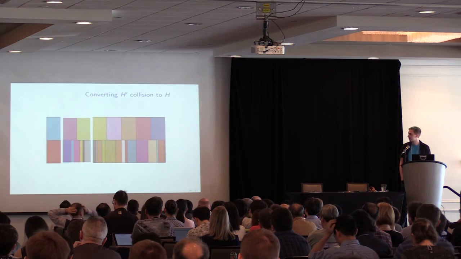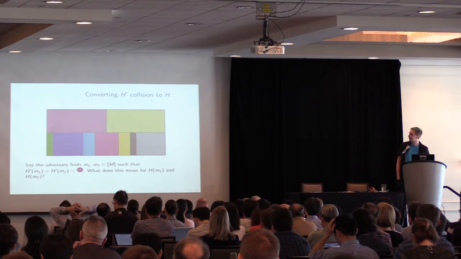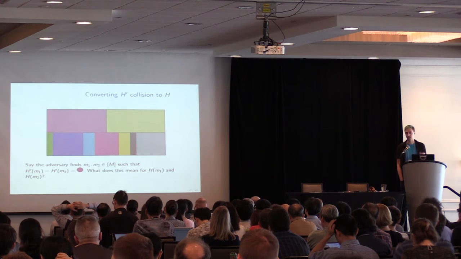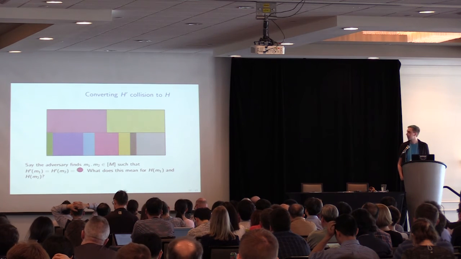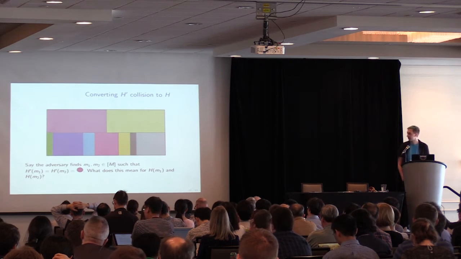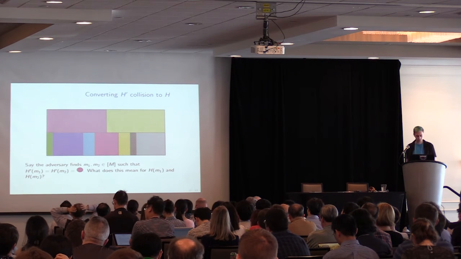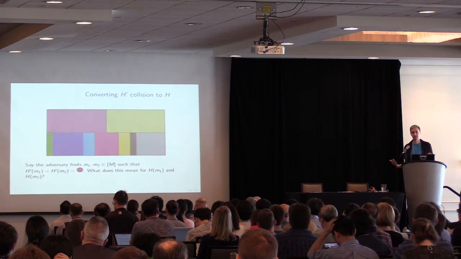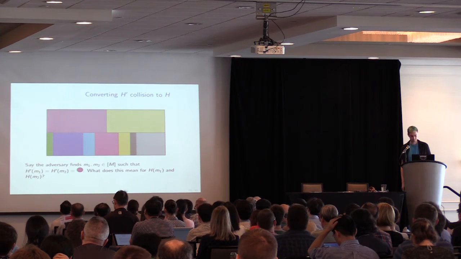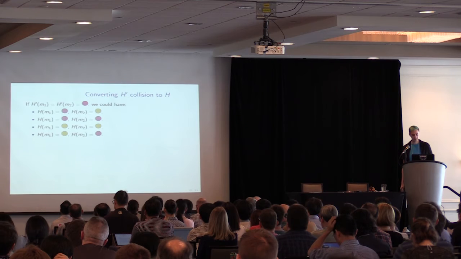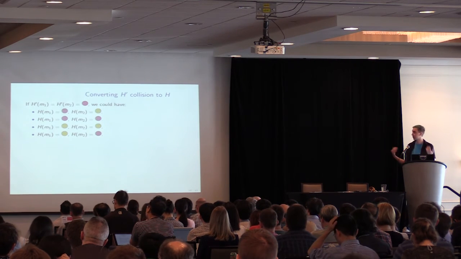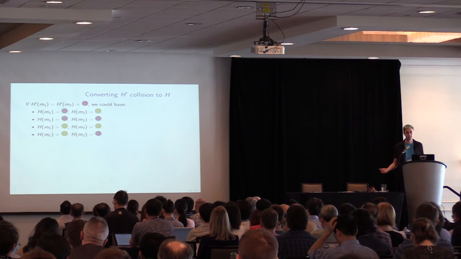So let's look at that purple and forest green. The problem results when you have a point on the border. Say the adversary finds an M1 and an M2 such that H prime of M1 is equal to H prime of M2, equal to that pinky purple color. Then we have to ask, what does this actually mean for H of M1 and H of M2? We could have any of these 4 possibilities: purple and green, purple and purple, green and green, or green and purple.